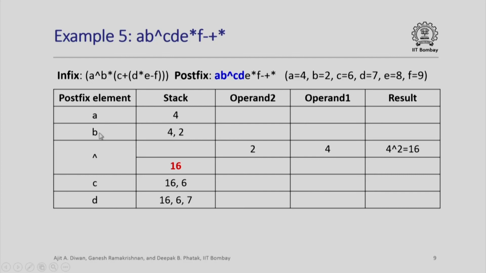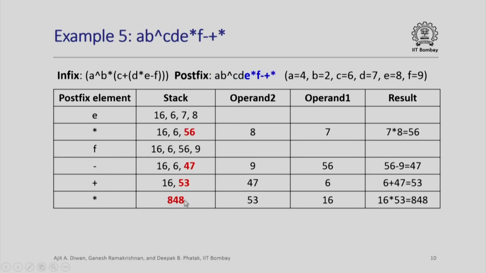Whenever we see an operand, we push it onto the stack. Whenever we see an operator, we actually evaluate that operator and push the result on the stack. Again we see an operand, we push it on the stack, and so on. If we continue like this, these are the characters which are now considered being scanned, and when these characters come, depending upon whether it is an operand, in which case something gets pushed onto the stack, or an operator, something gets evaluated. At the end we will have the value 848 as the result value on the stack, which is actually the final value of the expression.